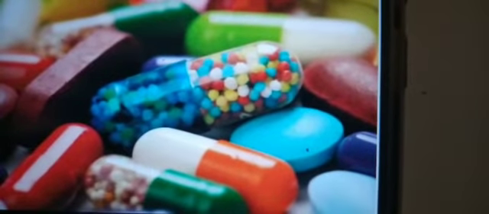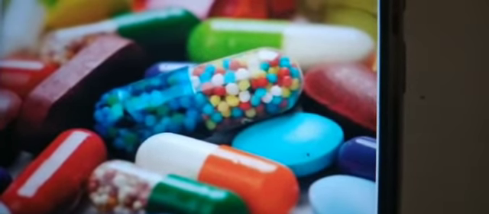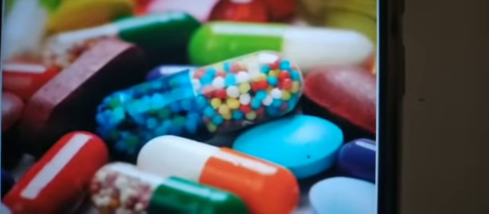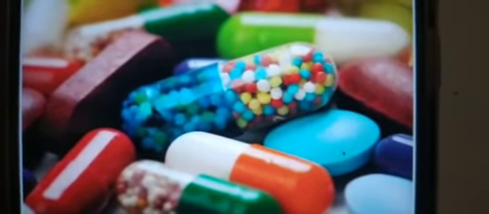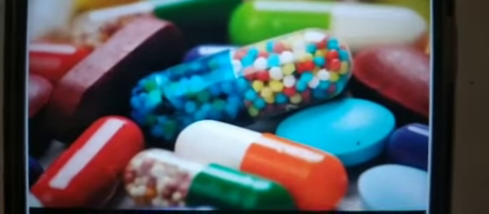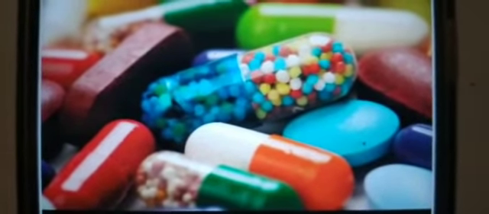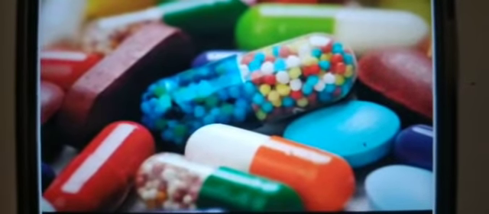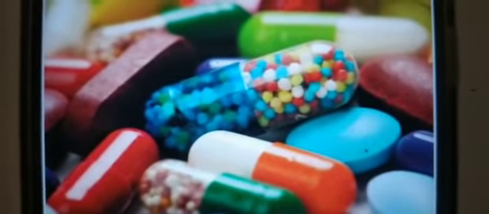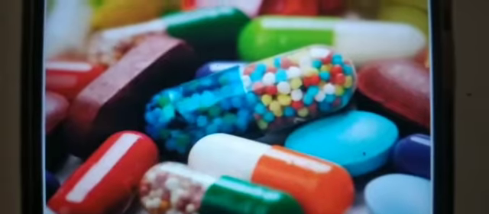The antibiotics are manufactured by growing a specific microorganism. Suppose we want to cure a bacterial disease, we have to grow a fungi, so that the fungi will kill the bacteria.